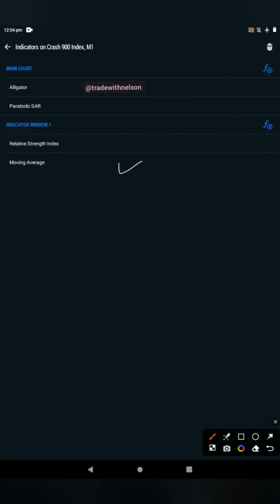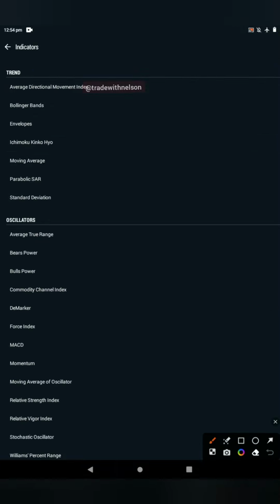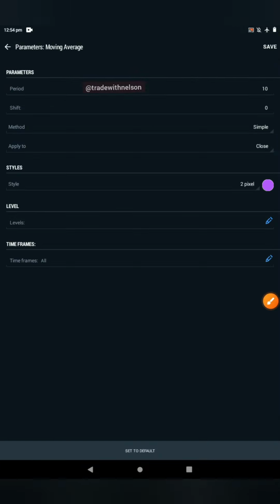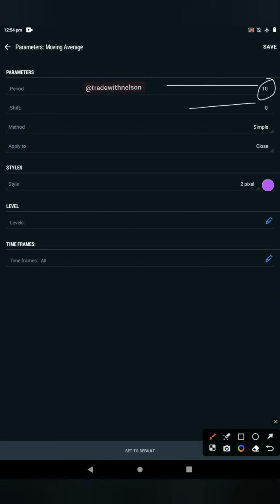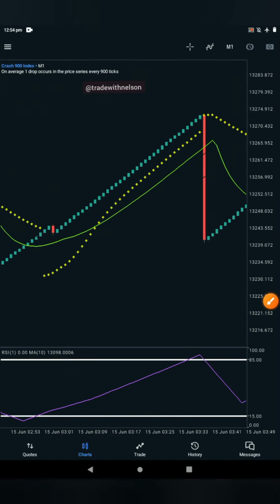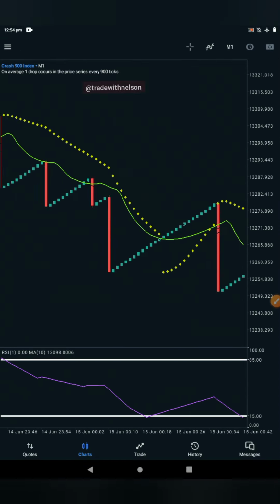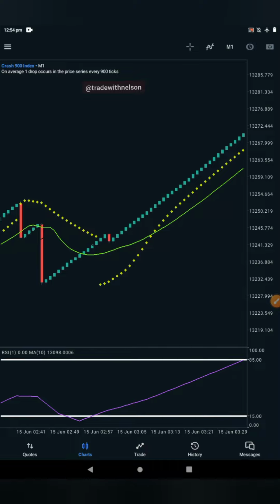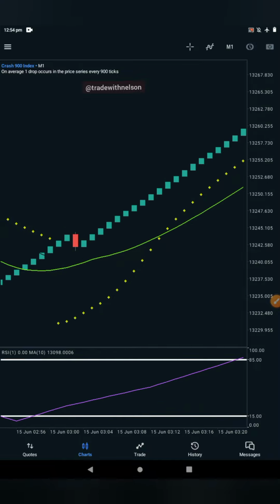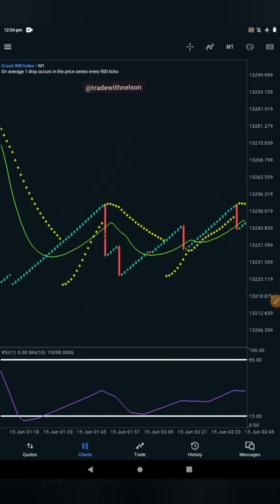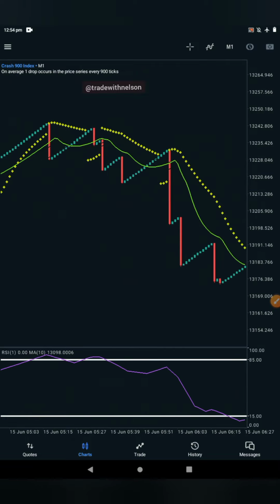And for the last indicator, which is moving average, click on the F icon on indicators window 1. Moving average, click on that. Make your period 10, shift 0, method simple, apply to close, style 2 pixel and select color of your choice. After that, click on save. If you follow my settings correctly, your chart should look exactly as what you see over here. For the zoom level, you zoom in completely, then you zoom out 2 times. 1, 2. That is the best zoom level for this strategy.